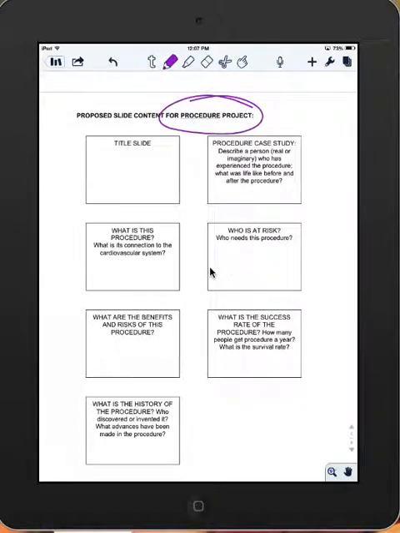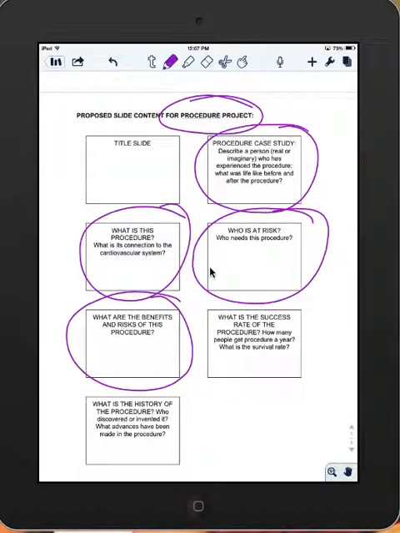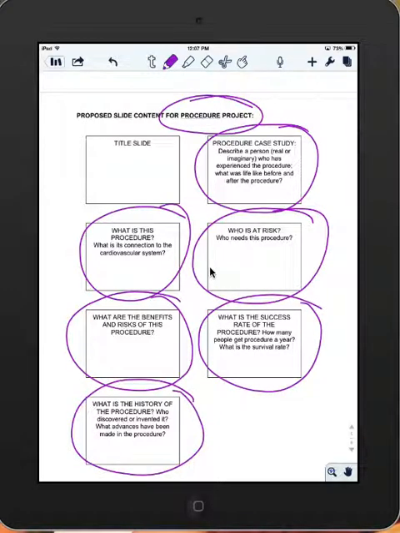So say you're doing CPR, you might do the title slide, which will include your title and your name and the date. And then you might think of a case study, a possible situation or story about somebody who's had CPR performed on them. Then you would describe the procedure, who would be at risk, what are some of the benefits and risks of, say, CPR, what is the success rate if you can find that information out, and then what is the history, how was CPR developed. That's just all an example.